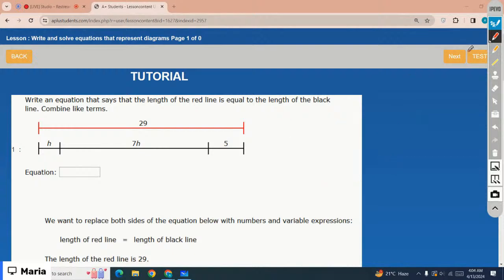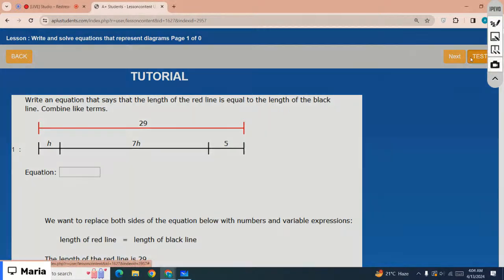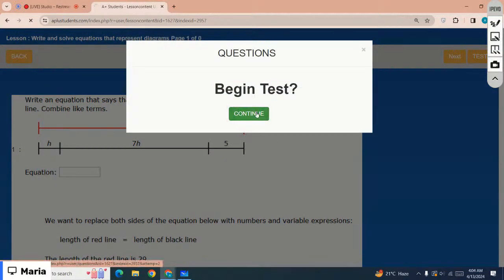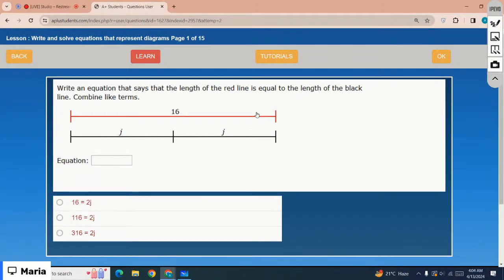Let's just start with the test questions. Okay, 16. Write an equation that says the length of the red line is equal to the length of the black line. So, which is the correct option?